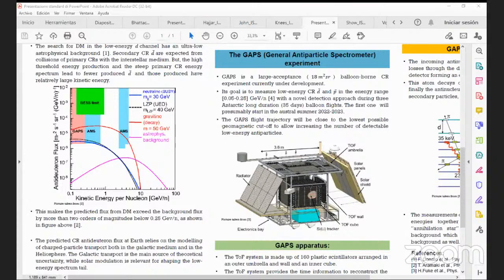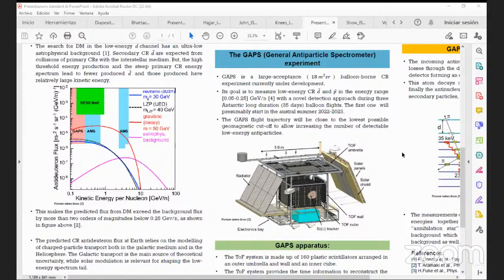The first one is predicted for the summer of 2022-2023. And GAPS will follow a trajectory which will be as close as possible to the lowest possible geomagnetic cutoff. This will be done in order to measure the highest possible number of low energy antiparticles.